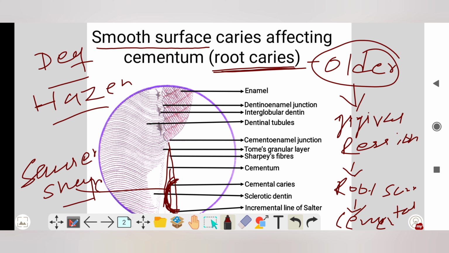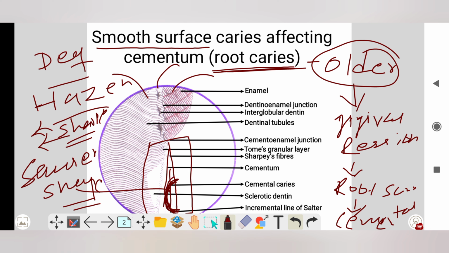On the root surface or cementum, the caries always spreads along or between the surface fibers of the cementum. Okay, so this is the enamel, dentine, interglobular dentine. This is the cementum. Here you can see the Tomes' granular layer. These are the incremental lines of the cementum. These are the incremental lines of Salter. That is the reactionary dentine.